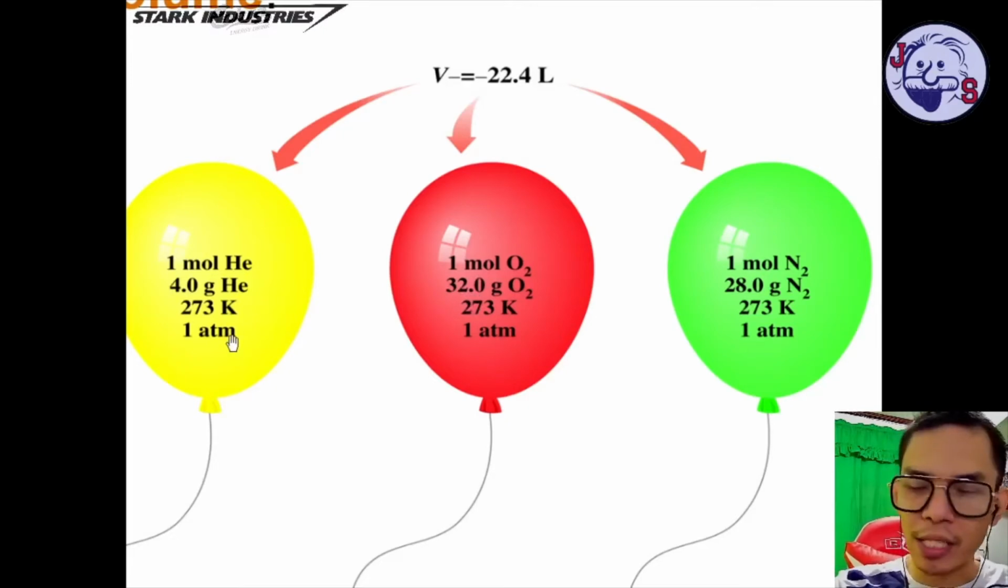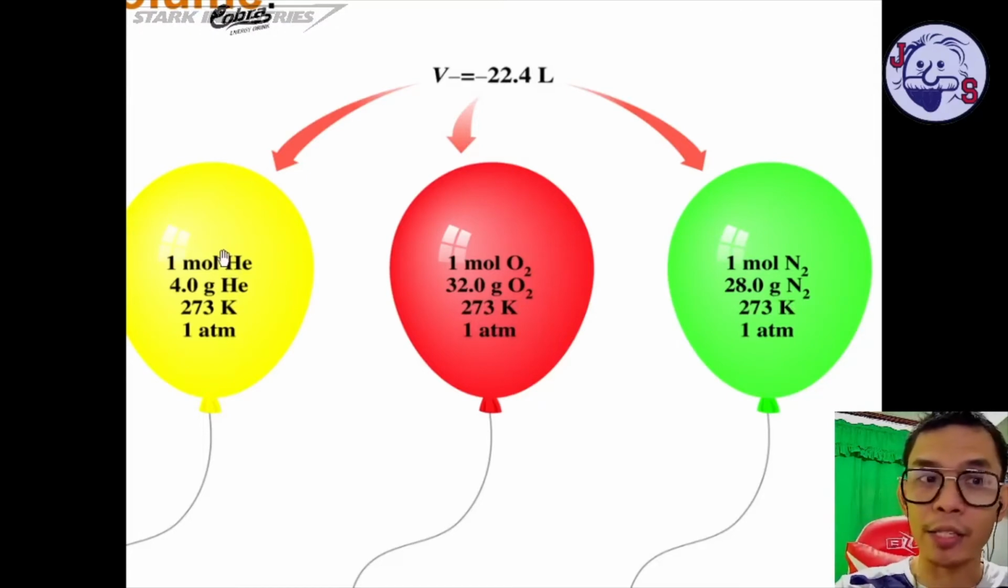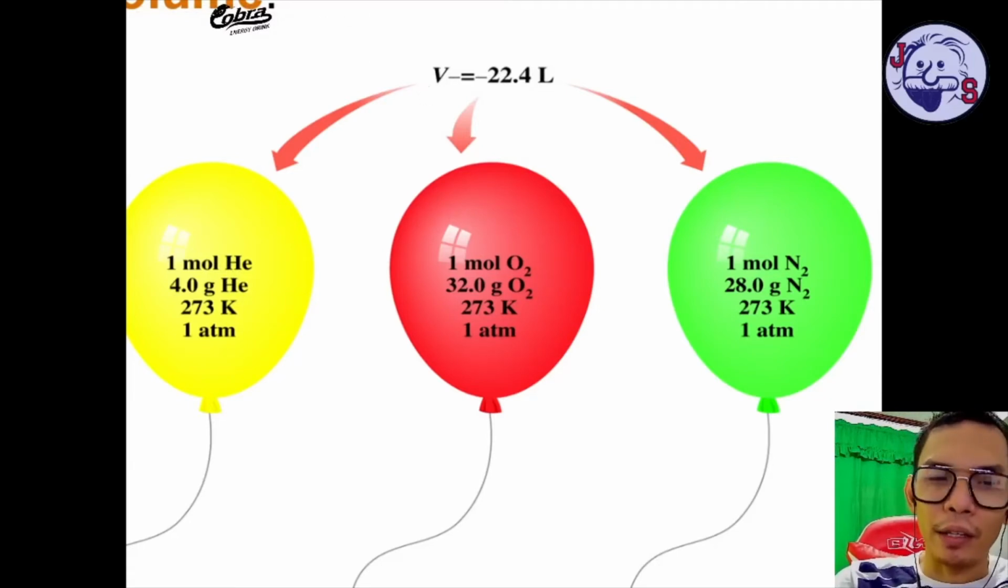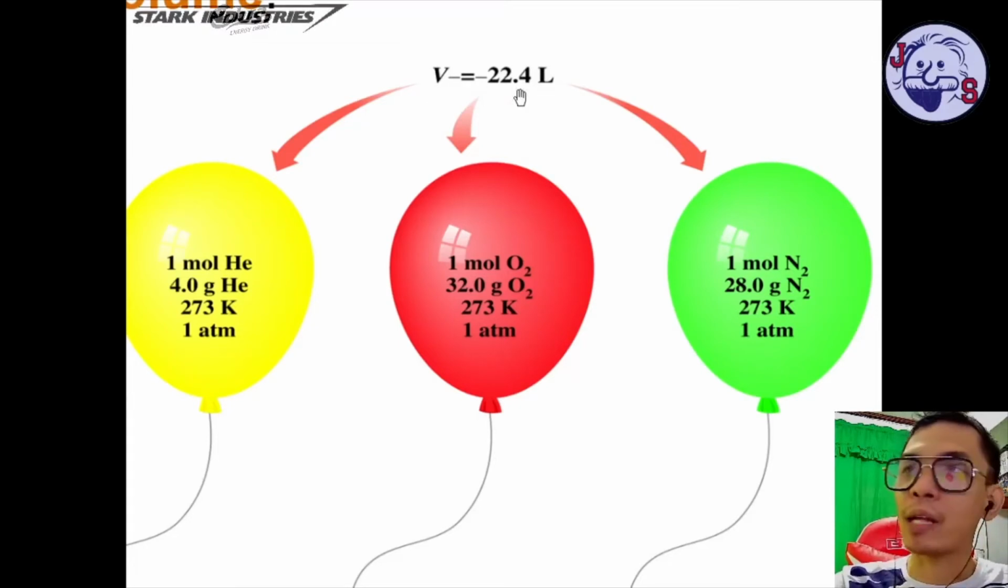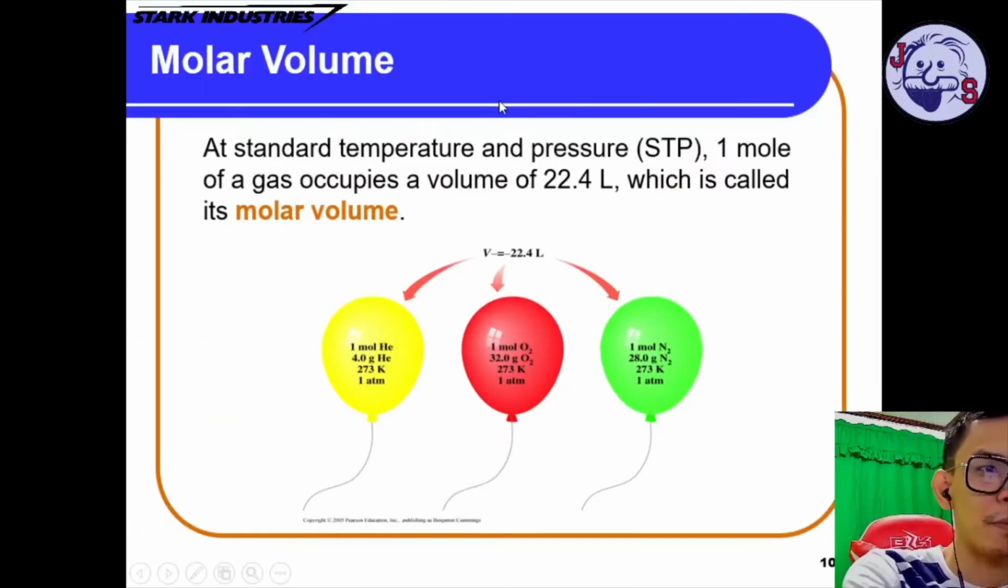Now, at standard temperature and pressure, all gases, regardless of what kind of gas it is, as long as it is a gas, regardless of whether it is an element or a compound, they all have equal amounts of volume, and that was 22.41 liters. We called it the molar volume. So that was the molar volume.